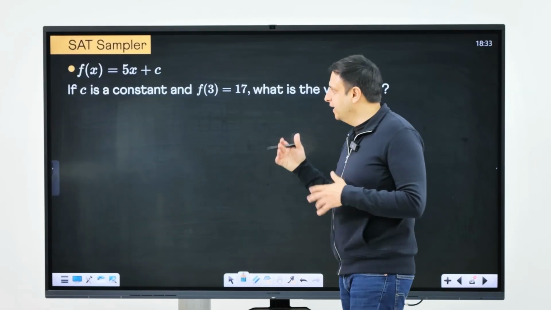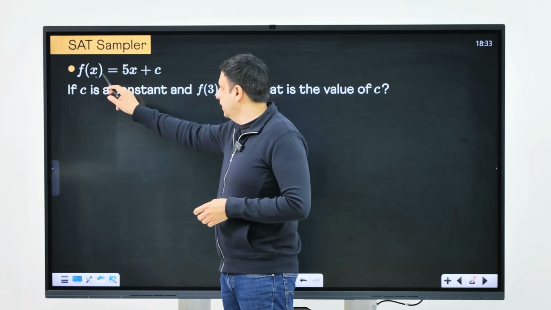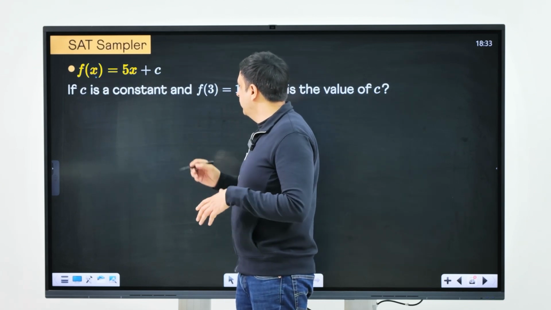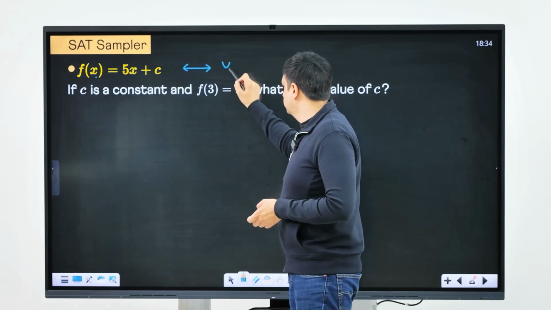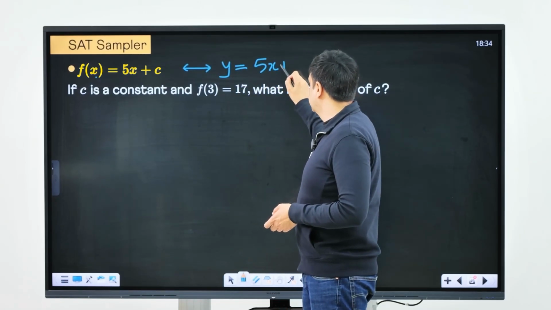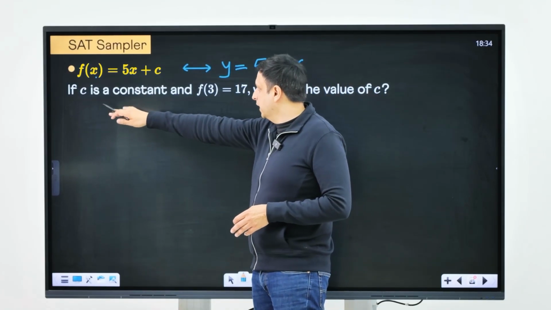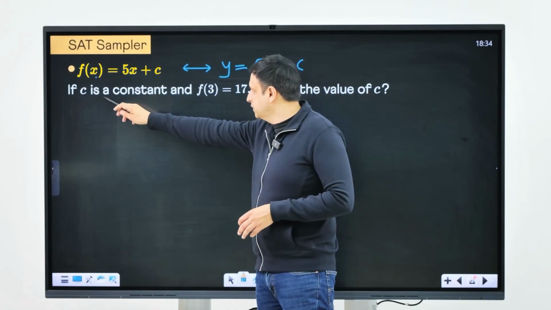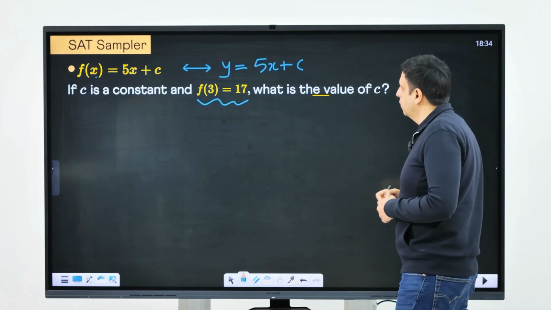Now here's a very simple SAT sampler on linear functions. So we have this linear function f of x is 5x plus c. So once again, this is equivalent to the 2-variable linear equation y equal to 5x plus c, the line y is equal to 5x plus c. But actually this problem is quite straightforward. It says if c is a constant and f of 3 is 17, what is the value of c?